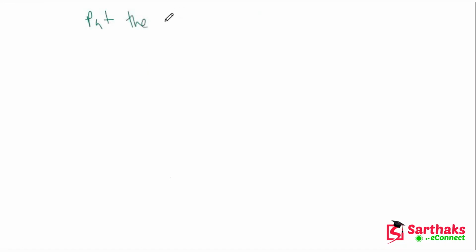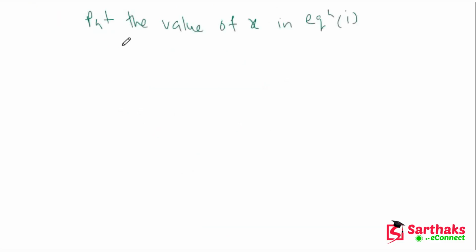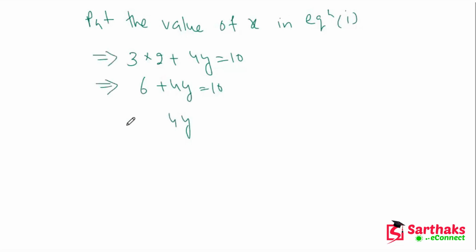Put the value of x in equation first. Okay, so what is equation first? Equation first is 3x plus 4y is equals to 10, means 3 into 2 plus 4y is equals to 10. 6 plus 4y is equals to 10, and 4y is equals to 10 minus 6, means 4. So we have the value of y is 1.